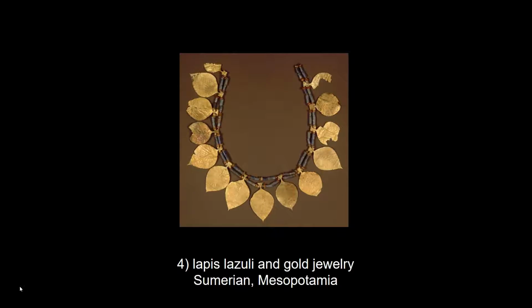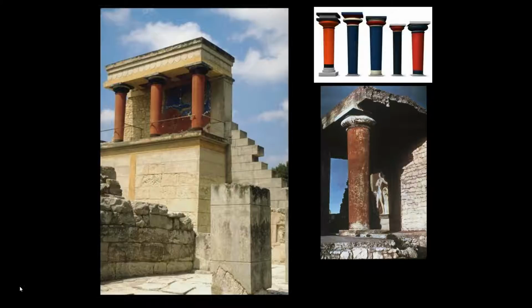Number 5. Here I'm showing you 3 images, 1 drawing in the upper right hand corner and 2 actual images of partially restored buildings. They all have these columns in common. What is distinctive about these columns, which you really don't see in any other place around the Mediterranean, is that they are tapered. They are wider at the top, near the capital, than they are near the base at the bottom. You can see the diameter of the column at the top is larger than the diameter at the bottom.